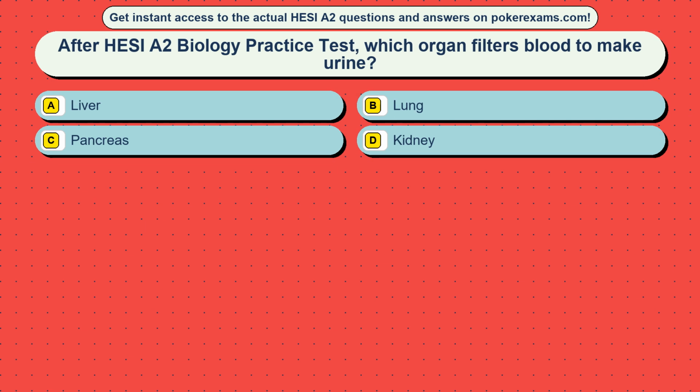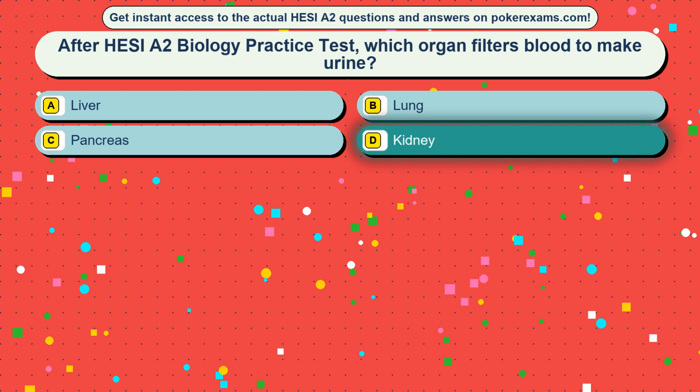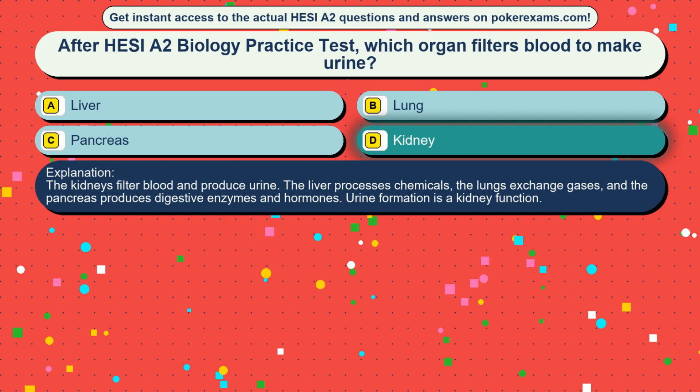Question 6. After HESI A2 Biology Practice Test, which organ filters blood to make urine? Option A, liver. Option B, lung. Option C, pancreas. Option D, kidney. The correct answer is option D, kidney. The kidneys filter blood and produce urine. The liver processes chemicals, the lungs exchange gases, and the pancreas produces digestive enzymes and hormones. Urine formation is a kidney function.